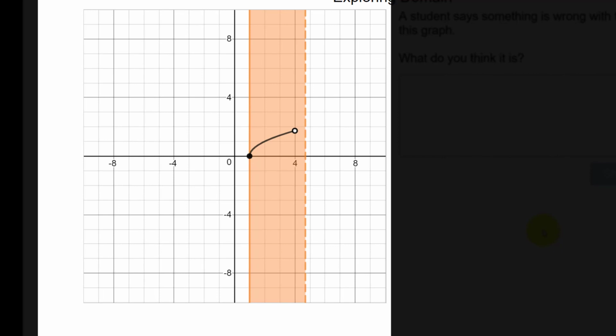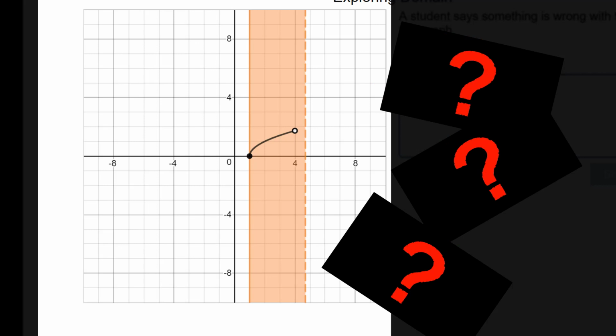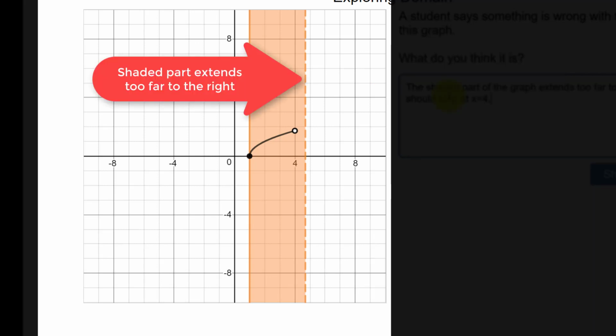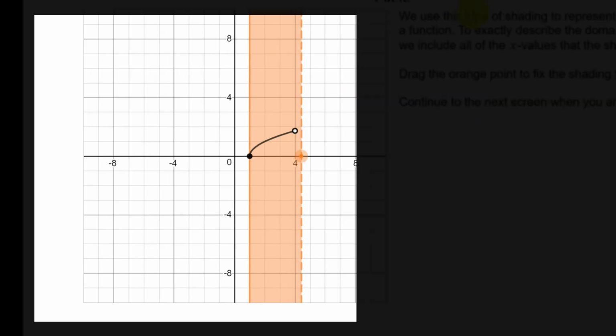Alright, let us explore how to find the domain of a given graph. A student says something's wrong with the shading on this graph. What do you think it is? One possible observation will be the shaded part of the graph extends too far to the right. It should stop at x equals 4. Now let's drag the orange point to fix the shading for this graph.